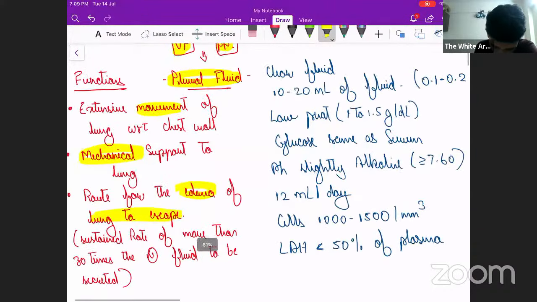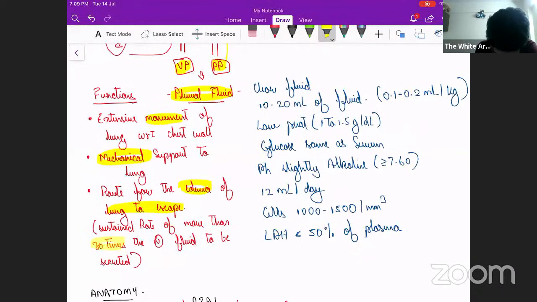So as we see over here, a sustained rate of more than 30 times the normal fluid is required to be secreted for pleural effusion to take place. Okay, so that is the capacity of the lymphatic drainage. So strong is the system.